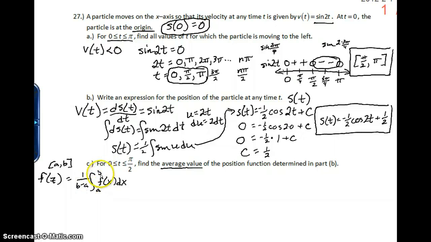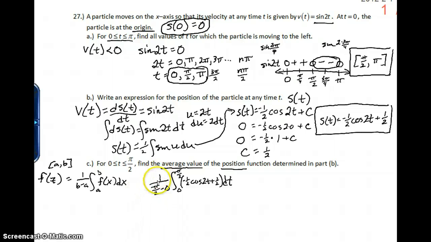So that means we want to integrate the position function, because we're looking for the average value of position. So we are going to integrate the position function from 0 to pi over 2. So our average value will be 1 over pi over 2 minus 0 times the definite integral from 0 to pi over 2 of the position function, which we found in part B. So that would be negative 1/2 cosine of 2t plus 1/2 dt.